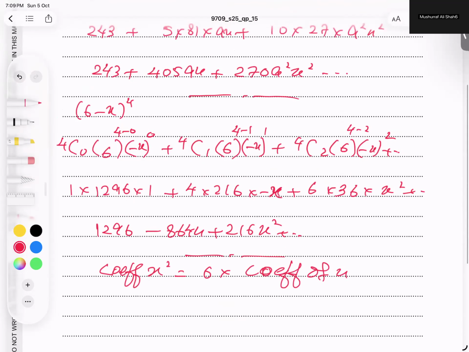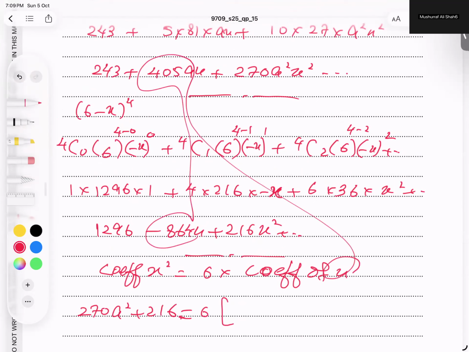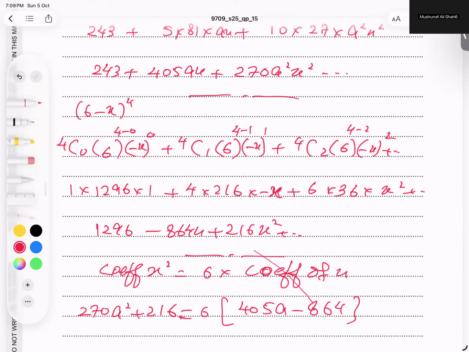So let's start. What is x square coefficient? This is x square coefficient. So let me write it here: 270a to power 2 plus 216. Repeat my words, this is the coefficient of x square, equals 6 times what? X coefficient. What is x coefficient? This and this. So I'm getting 405 times 2a minus 864. Please don't take x. I think the point is very clear.